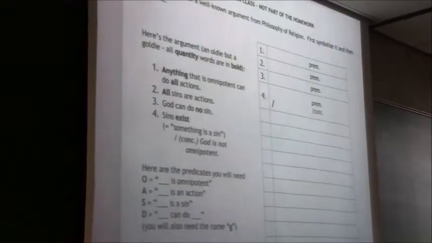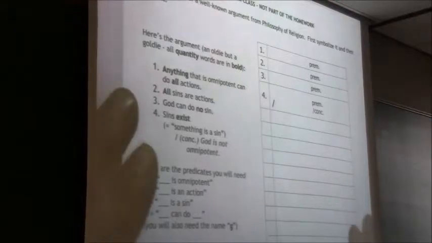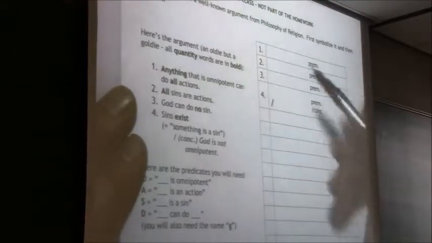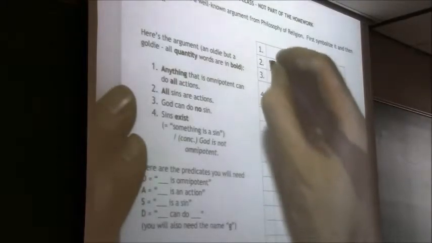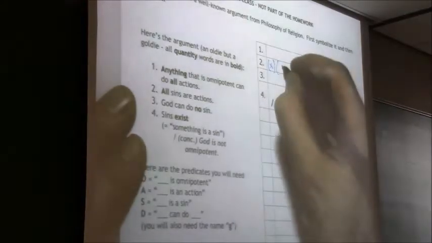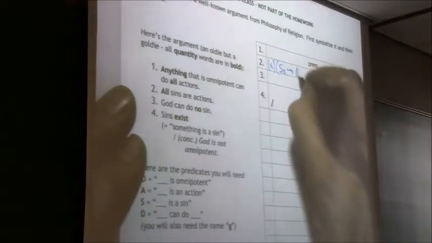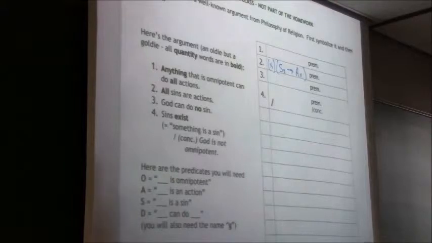I'm going to skip over the first premise, because that's the most complicated one. Number 2, all sins are actions. Symbolize for me, please. For any x, so universal quantifier, for x, if x is a sin, if Sx, then Ax. There you go. For everything in the universe, if it's a sin, then it's an action.